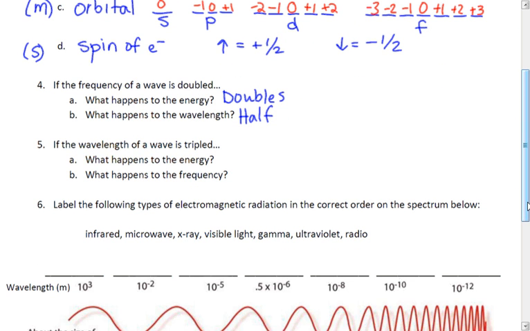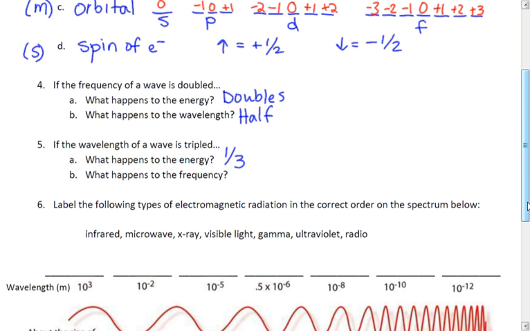Okay, if the wavelength of a wave is tripled, we've got a wave that's a certain length and we triple that, what's going to happen to the energy of that wave? It's going to decrease. It's going to get smaller. It's going to be cut by a third. Because they're inversely related, right? It's an indirect relationship. So what's going to happen to the frequency if my wave is 3 times as long?